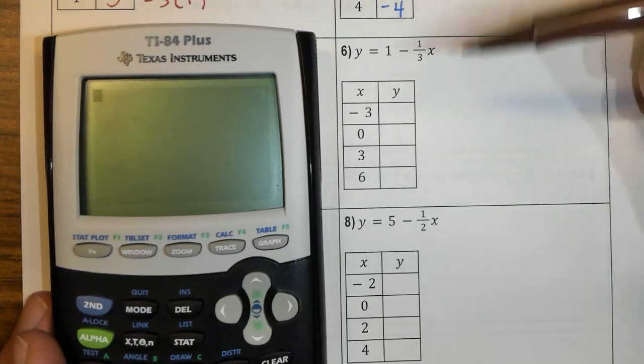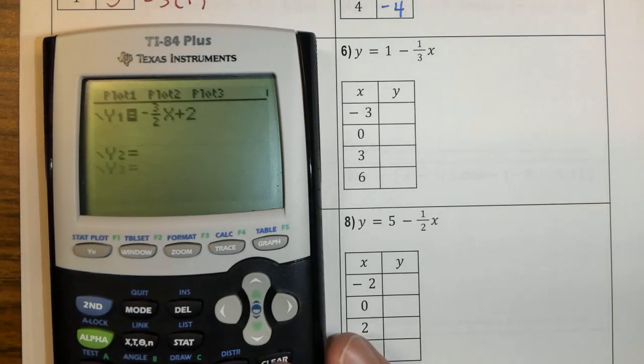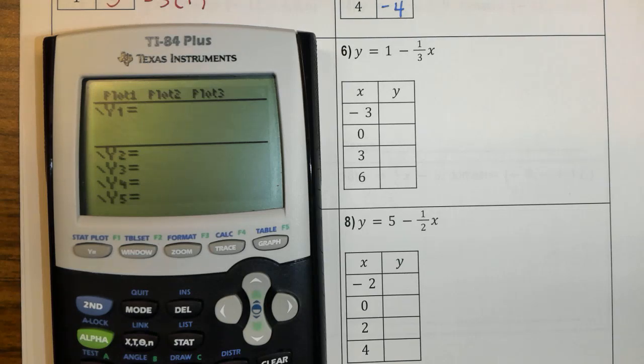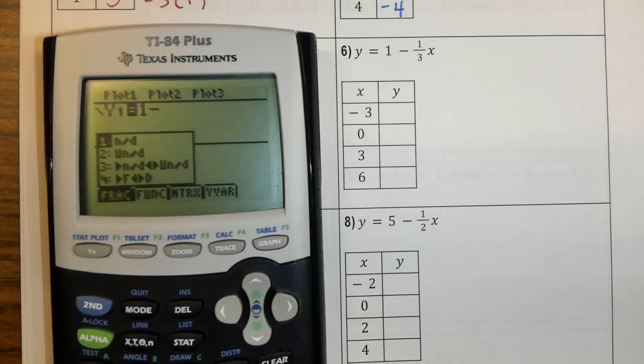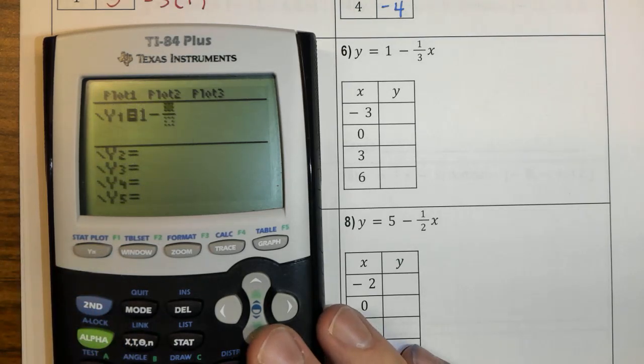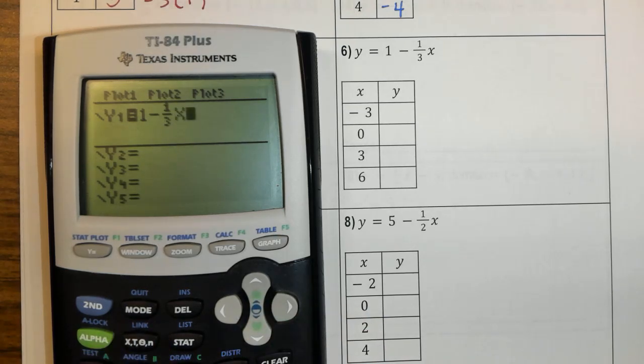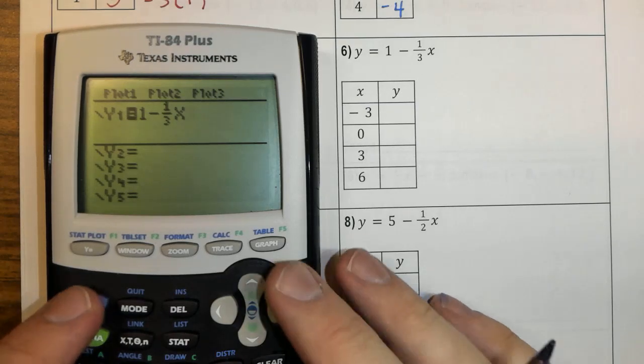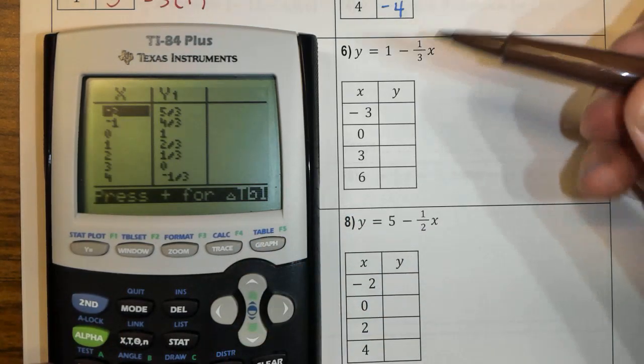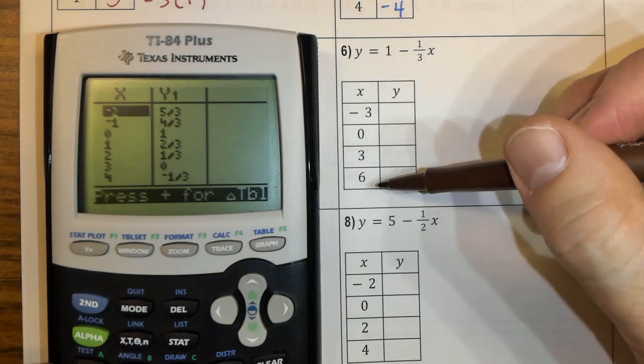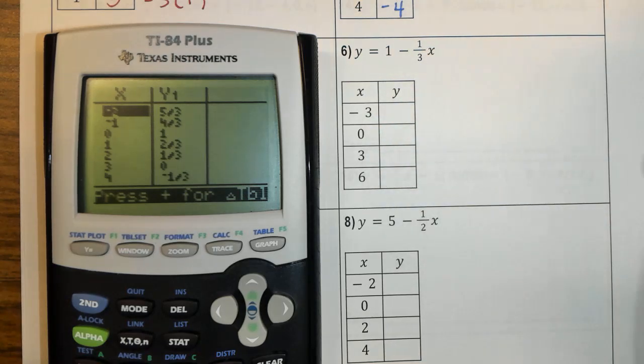All right, this one has a fraction, so I'm going to go ahead and type it in. Y equals, delete. So 1 minus alpha y equals enter is my fraction. 1 over 3, and then x. That looks the exact same. That's what I want. So I hit second graph, and I can go find all of these x values in my table and write my answer.